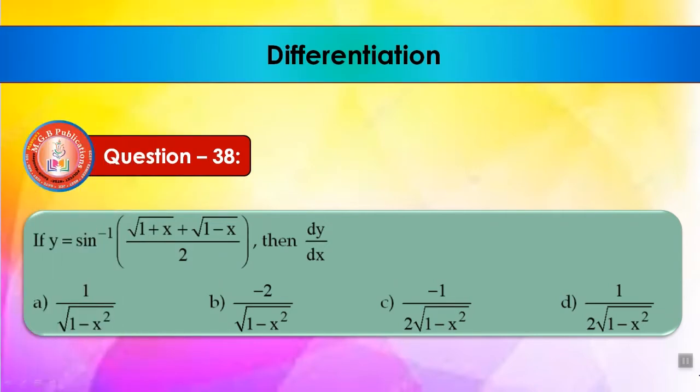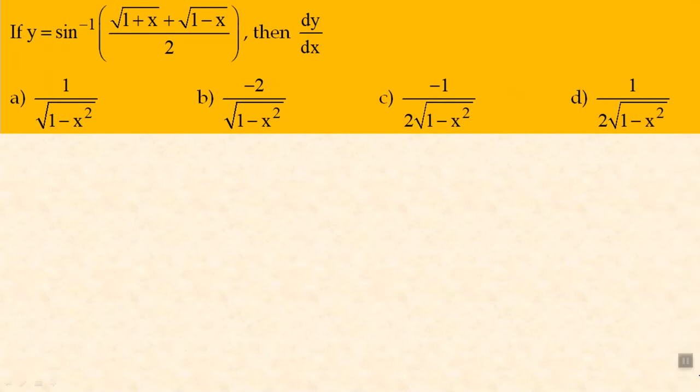Dear students, see the question number 38. Read the question and write it. The question is, if y is equal to sine inverse of square root of 1 plus x plus square root of 1 minus x divided by 2, then dy by dx. Options are 1 by square root of 1 minus x square, minus 2 by root of 1 minus x square, minus 1 by 2 into root of 1 minus x square, 1 by 2 into root of 1 minus x square. Let us find this.